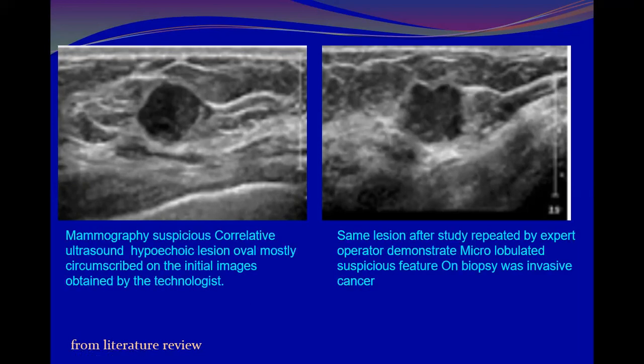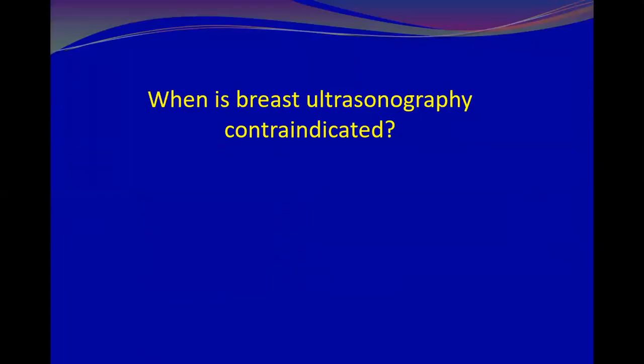Mammography showed a suspicious lesion, evaluated by a less expert ultrasound technologist obtaining this lesion. If you give it the highest grade, you will give it 4B. But when re-scanned by the senior radiologist, sweeping throughout the margins of the lesions, look how the lesion is suspicious, concordant with the mammography findings.